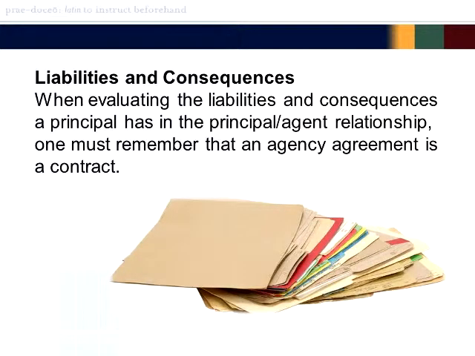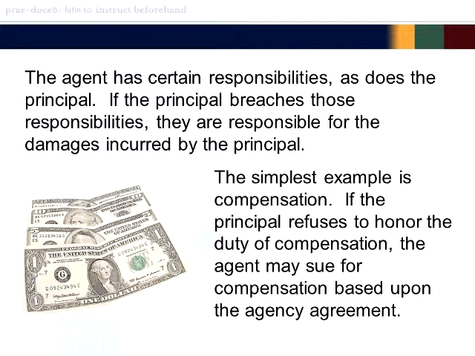Liabilities and consequences. When evaluating the liabilities and consequences a principal has in the principal-agent relationship, one must remember that an agency agreement is a contract. The agent has certain responsibilities, as does the principal. If the principal breaches those responsibilities, they are responsible for the damages incurred by the agent. The simplest example is compensation. If the principal refuses to honor the duty of compensation, the agent may sue for compensation based upon the agency agreement.